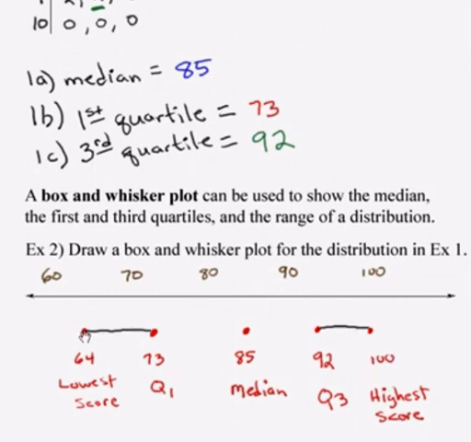So what we're going to do is draw lines between the lowest score and the first quartile, and between the third quartile and the highest score. We're going to put a box around, going through the first and third quartile, going around the median. And we're going to draw another line through the median, and this is called a box and whisker plot.